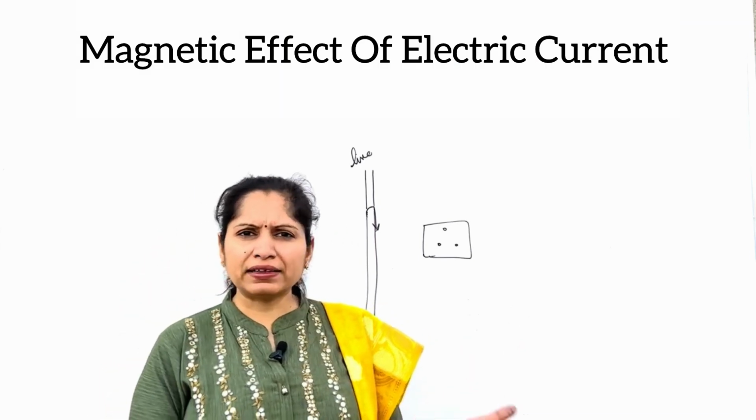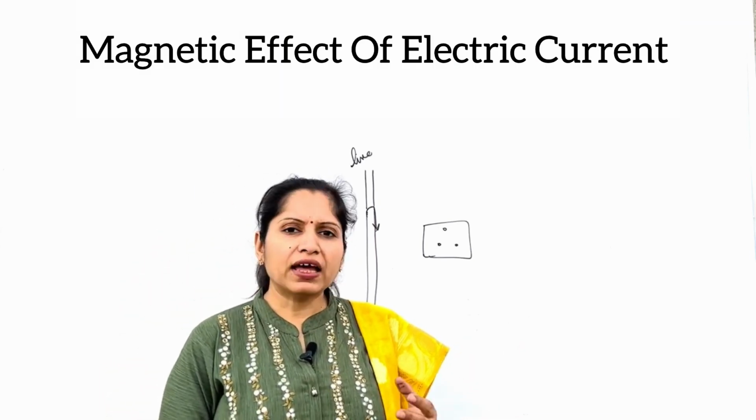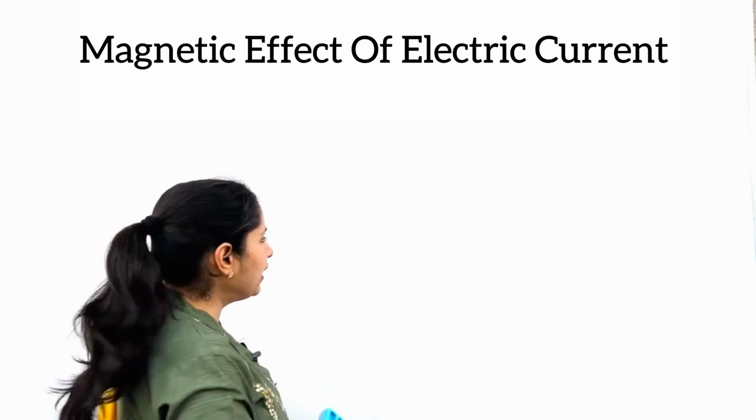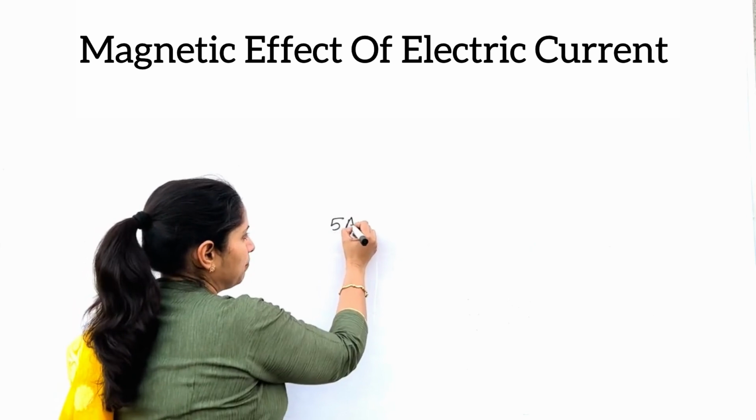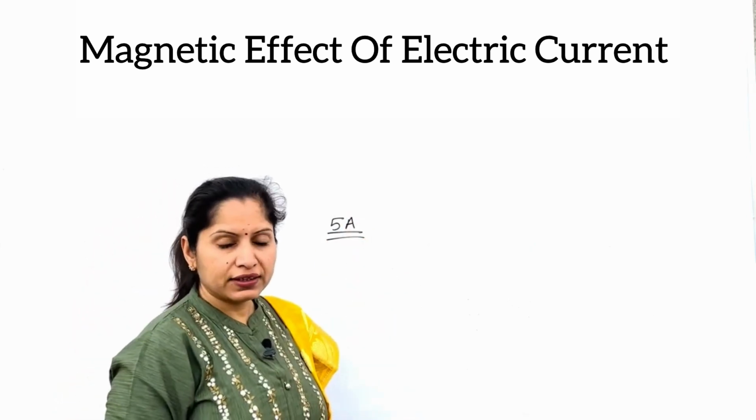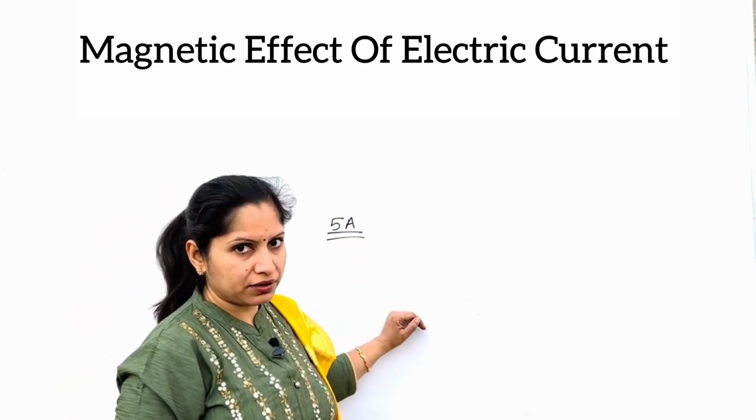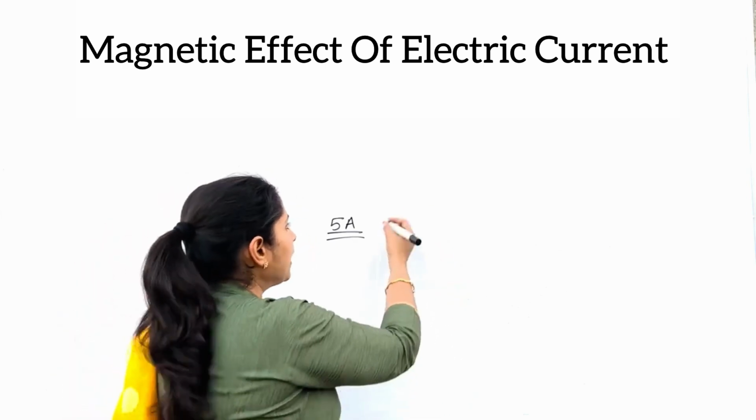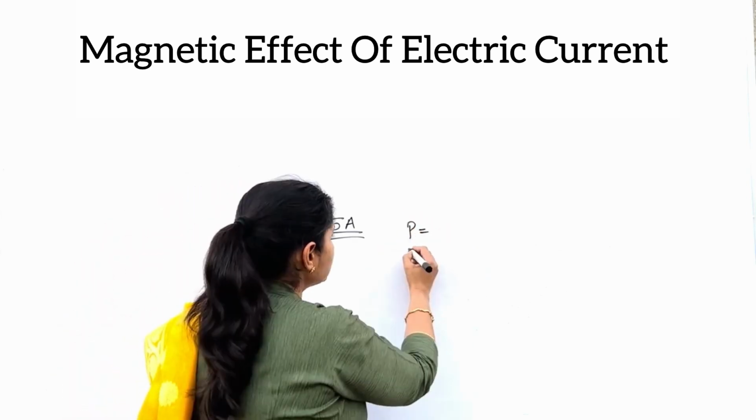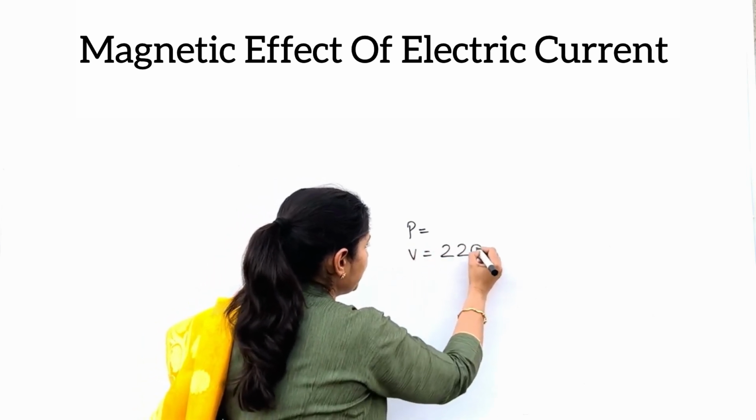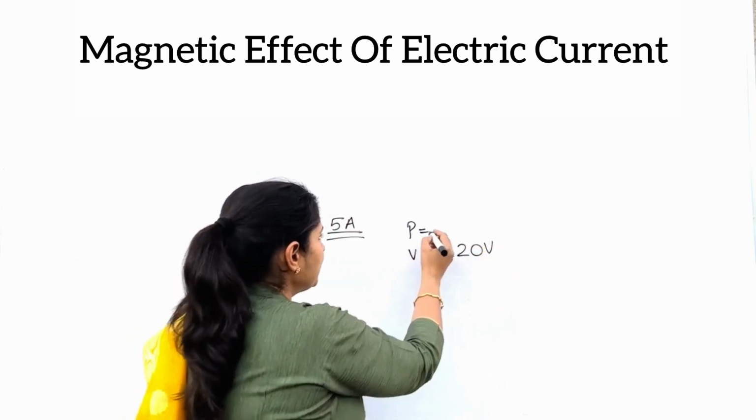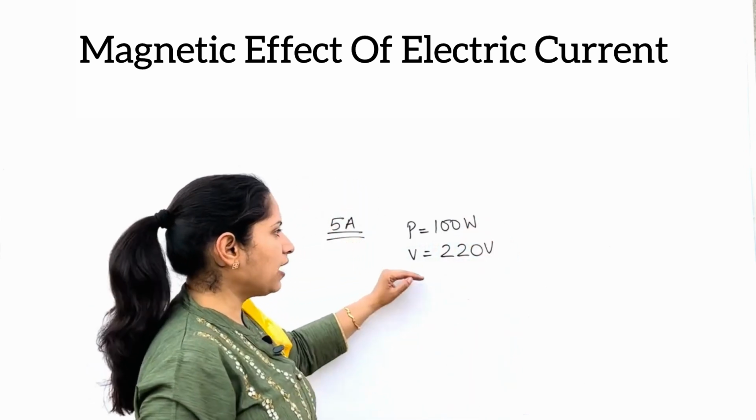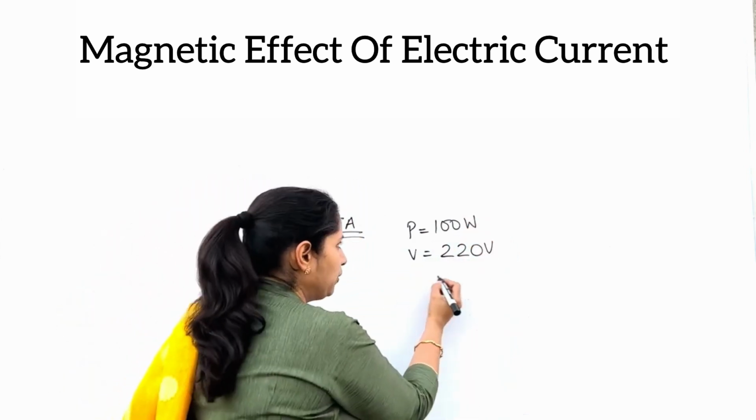One more numerical question is given in the NCERT book, that if you have an electric socket, suppose you have an electric iron, and that can allow a maximum of 5 ampere current through it, and you connect an appliance that has a power rating of something, connected to a potential difference of 220 volts. Suppose the power rating is 100 watt. So in this case, how much current will be flowing in the circuit? P equals VI.